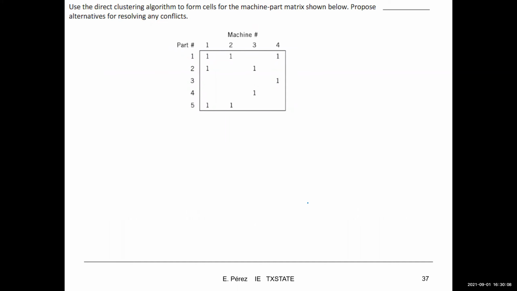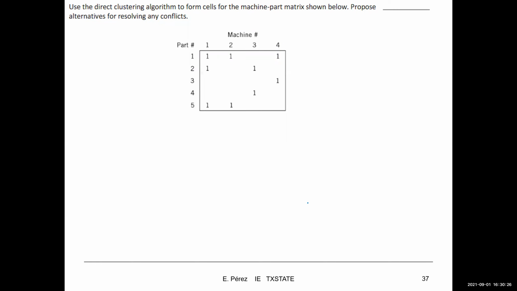Okay, so let's try this. I know I have talked a lot. It's been an hour now. So I want you to try to apply the direct clustering algorithm to this example, and that will be your lab number 2.